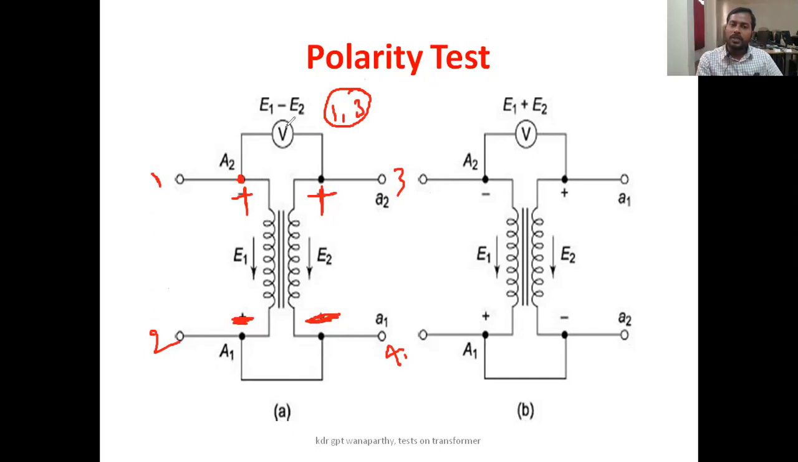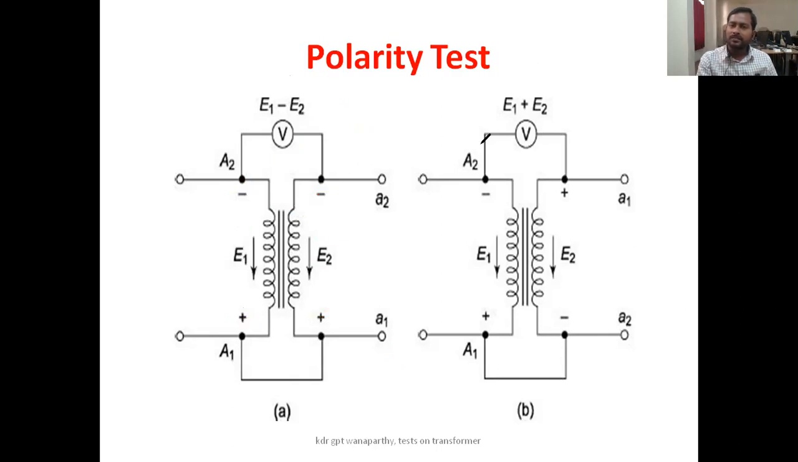So that if the voltmeter reads the difference between the induced EMFs in the primary and secondary, then the orientation will be like this, positive and negative, and here positive and negative. We can indicate a dot here, and here we can indicate a dot. Where the positive is available, there we should place this dot notation.